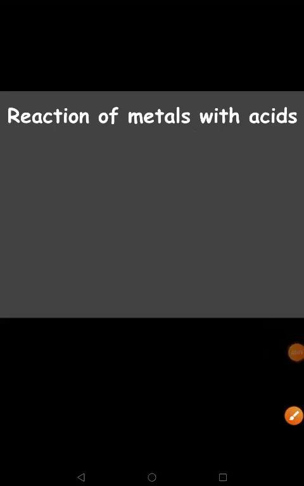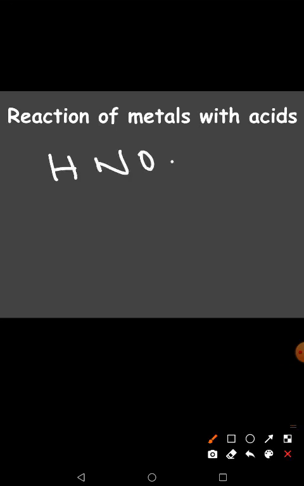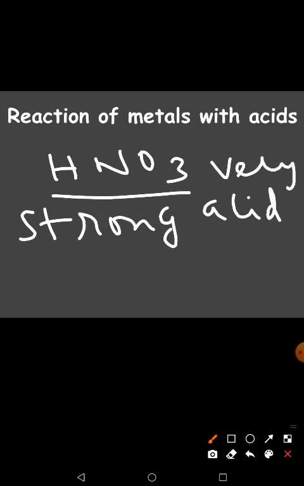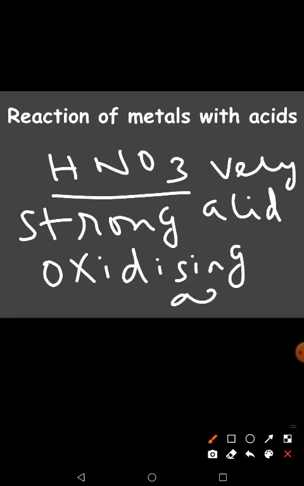So we are talking about reaction of metals with acids. We have studied the reaction of few metal samples like magnesium, aluminium, zinc and iron with hydrochloric acid. Now let's take nitric acid, that is HNO3. Okay, nitric acid. Now this nitric acid is considered to be a very strong acid, or the most strongest acid. Okay, it's a very strong acid, and this nitric acid is an oxidizing agent.